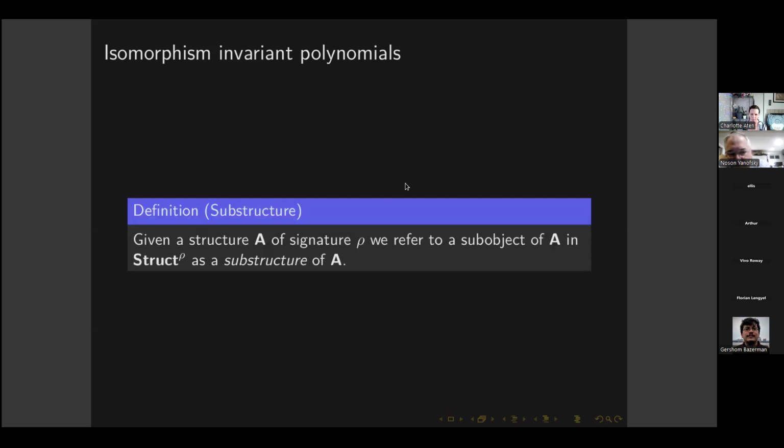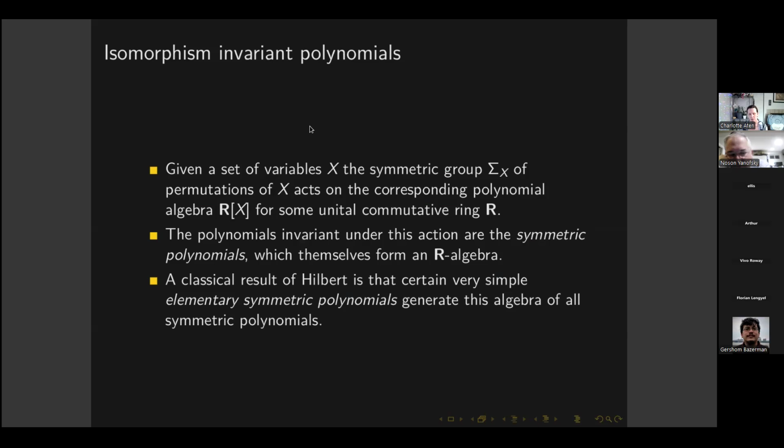So, as you might imagine, a substructure of a structure is just a subobject in the appropriate category of structures, in the usual categorical sense, which you can unravel into what it says about the various basic relations of the structure. And now I'll remind you what the situation was with that result of Hilbert.